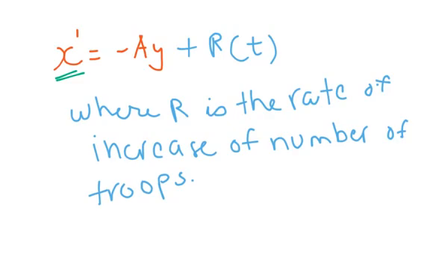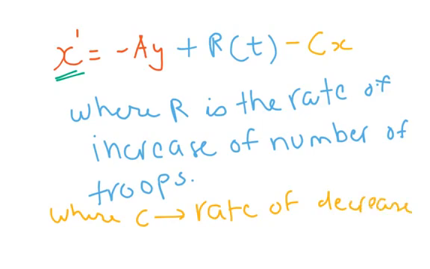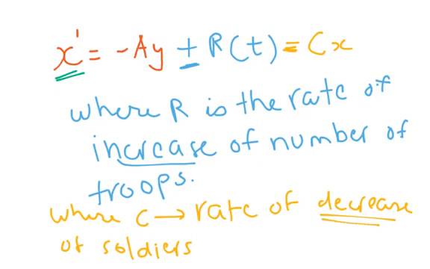And we can also write minus c x, where c is the rate of decrease of soldiers. Notice the minus sign over here, since the soldiers are decreasing, and over here there's a plus sign because the soldiers are increasing. So this decrease can be due to any reason. It can be due to diseases or anything. So that is something that we are accounting for, an unpredictability factor.